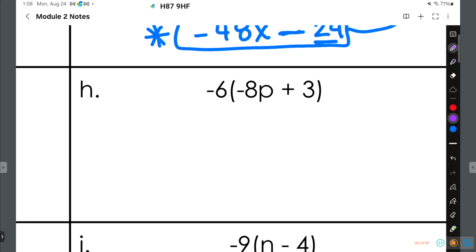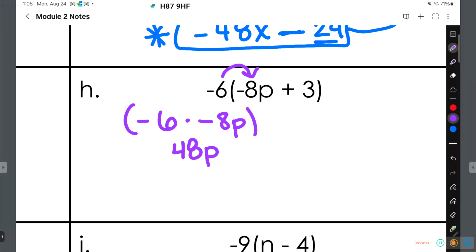All right, let's try one more together, and then I want you to try one by yourself. Walk me through how I would do this. Negative 6 times negative 8p. Let's write that down so we don't forget it. If you want to go ahead and do the math for that, you could. What's negative 6 times negative 8? Put it in your calculator before you speak. 48p. All right, now what?